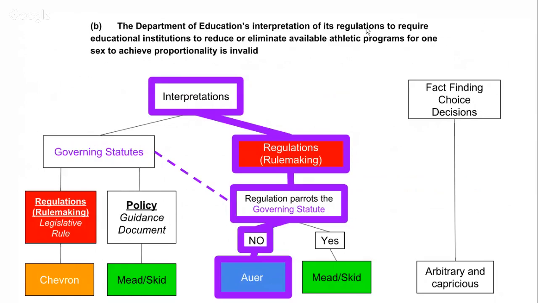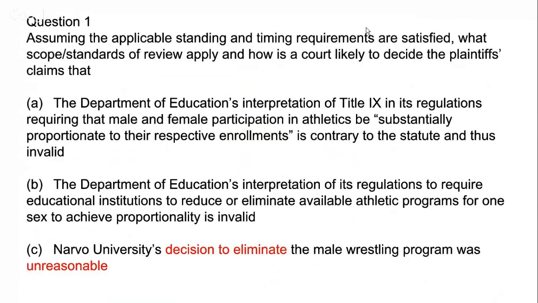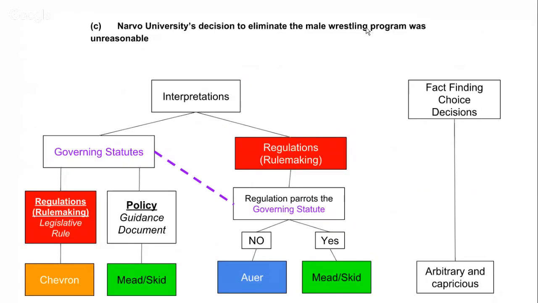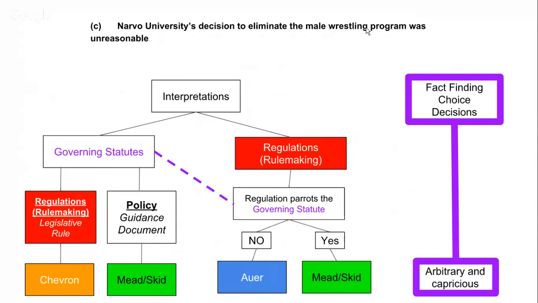Now, for the third question, it says Navarro University's decision to eliminate the male wrestling program was unreasonable. If we look at that, one thing we'll see is that it is a decision. When you're challenging their decisions, we're saying that they're arbitrary and capricious, that they made this decision for bad reasons. That's what that question is leading you to. Again, this is from the rubric. So when we see things like fact finding, choices, decisions, you should be thinking about arbitrary and capricious in the guise of scope and standard of review.